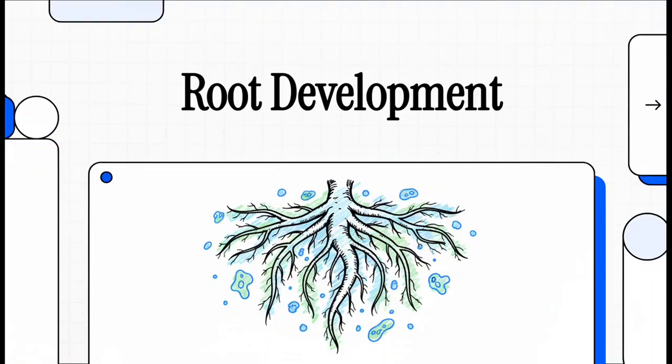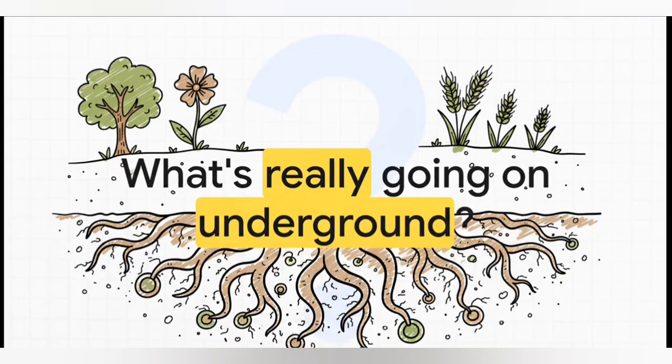All right, today we're going to dig into a world that's absolutely essential for life on Earth, but it's one we almost never get to see. I'm talking about the incredible, complex architecture of a plant's root system. We see a tree, a flower, a crop, but that's really only half the story, isn't it? Beneath the surface, there's this dynamic, hidden network that's constantly growing, sensing, and building. So what's really going on down there?